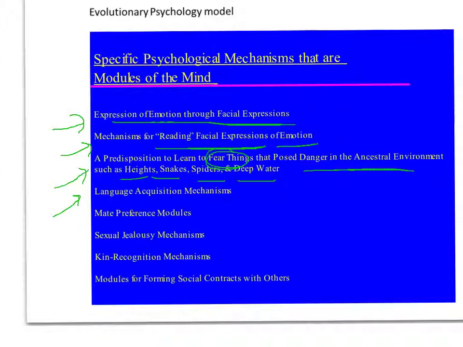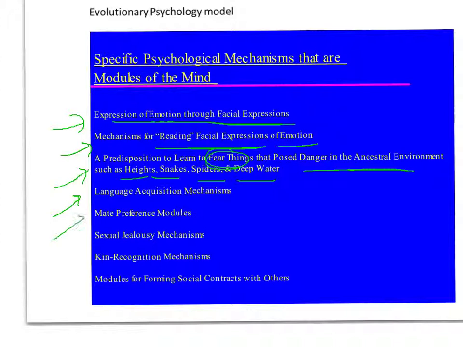Language acquisition mechanisms. There are language acquisition mechanisms that have been identified both in human brains as well as in brains of other animals. Again, the extent to which they utilize lots of different parts of the brain, and the extent to which they're coalesced into a single unit, is still under a lot of investigation.